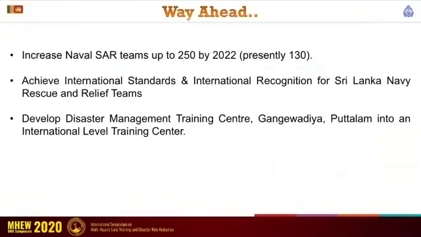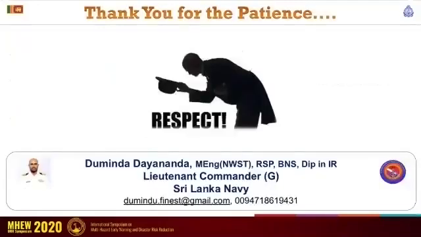Let me explain something about the way forward. We have plans of increasing our naval search and rescue teams up to 250 by 2022, then achieving international standards and international recognition for Sri Lanka Navy first responders, then developing the disaster management training center at Puttalam into an international level training center. This is from my side.